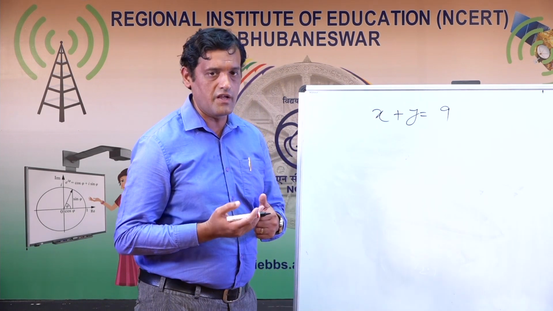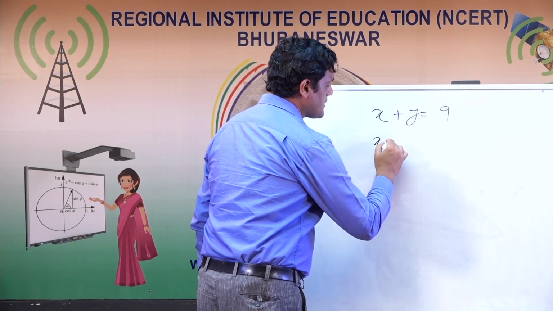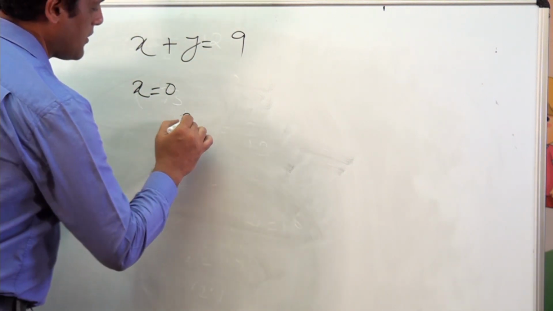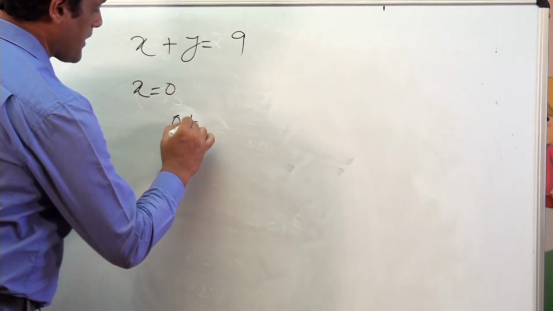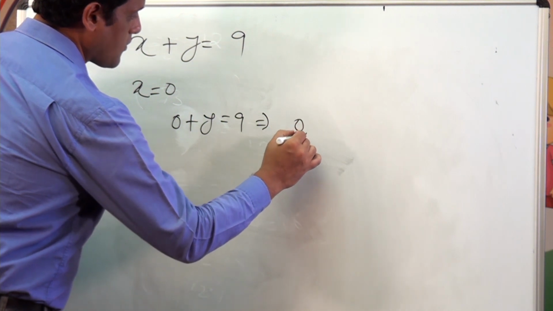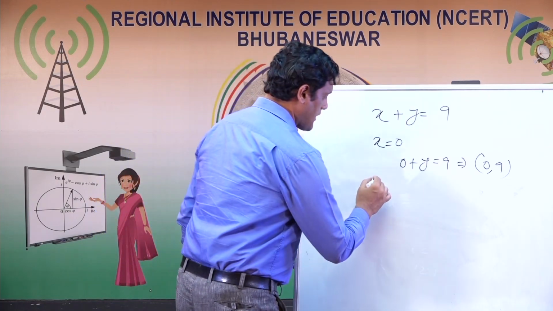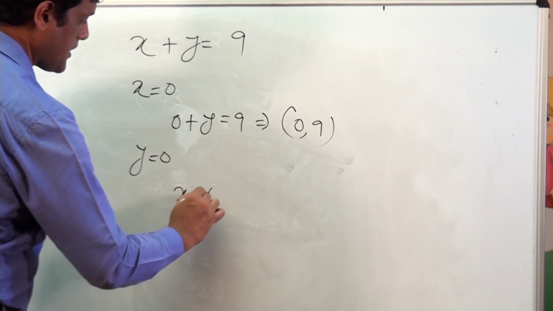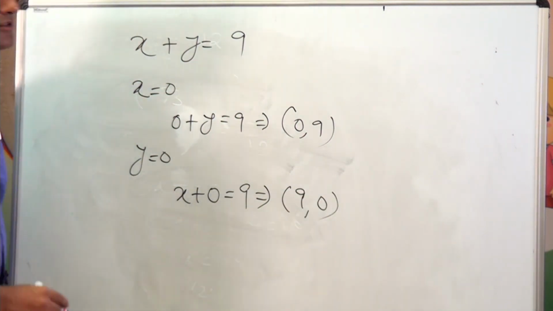We have one way in which we fix the value of x and find out the value of y. So what we can do, we just simply put x equal to 0, then you will get 0 plus y equal to 9, which implies that (0, 9) is the solution. In a similar way, if I put y equal to 0, then you will get x plus 0 equal to 9, which implies that (9, 0).